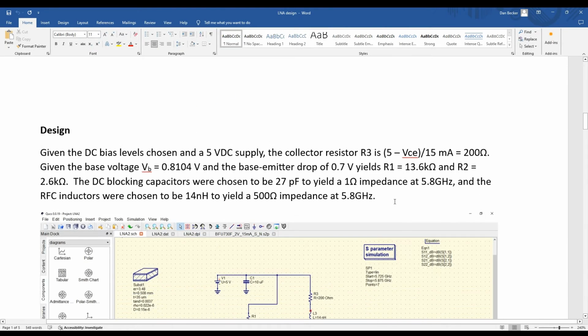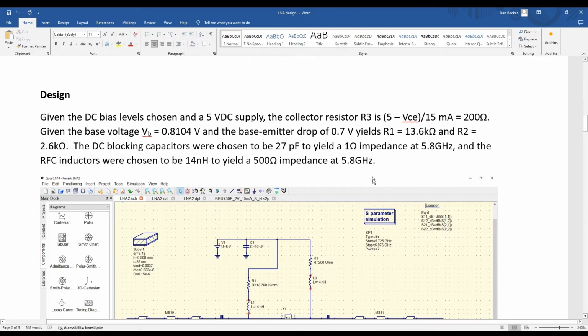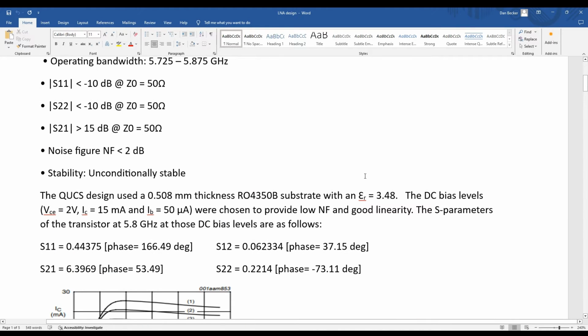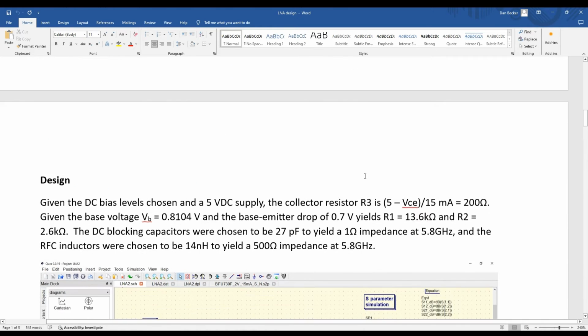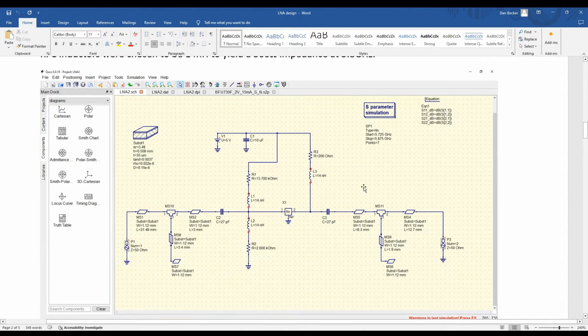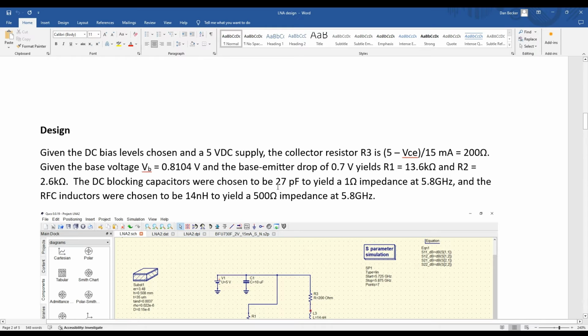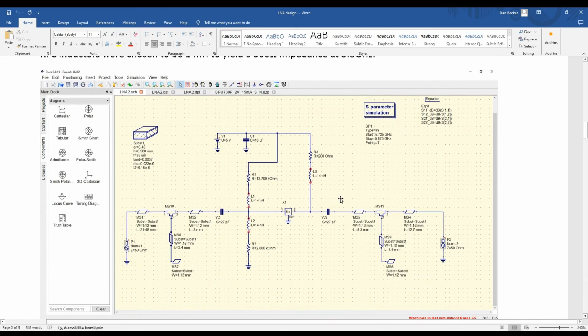So now, when you have those bias levels, you can then set the values for the bias network. Without going into all the details, you can find the values for these resistors. There's R1, R2, and R3, and that will put it at the correct biasing.